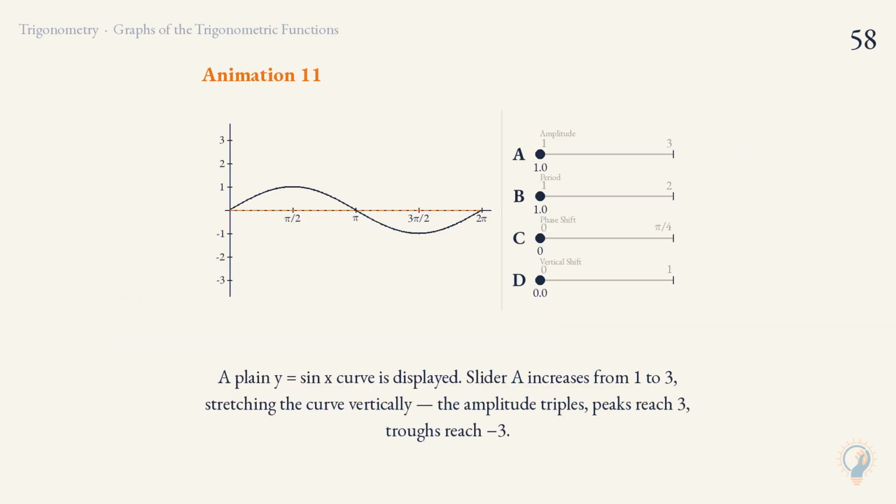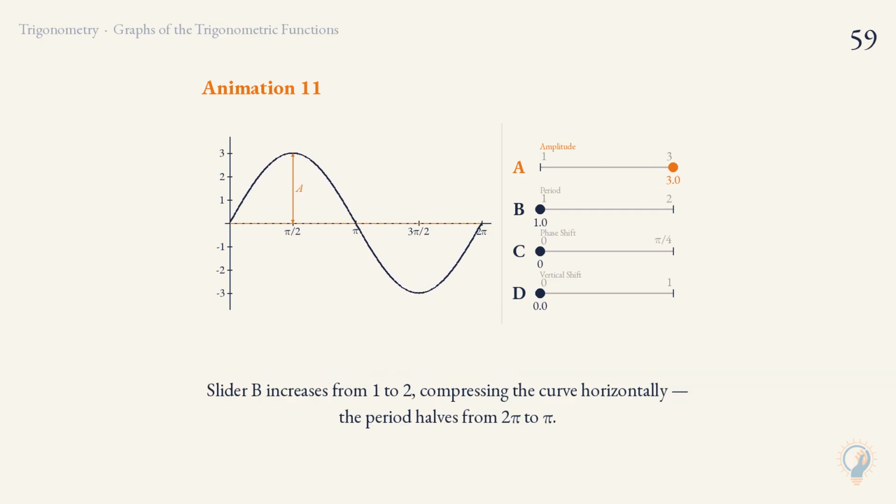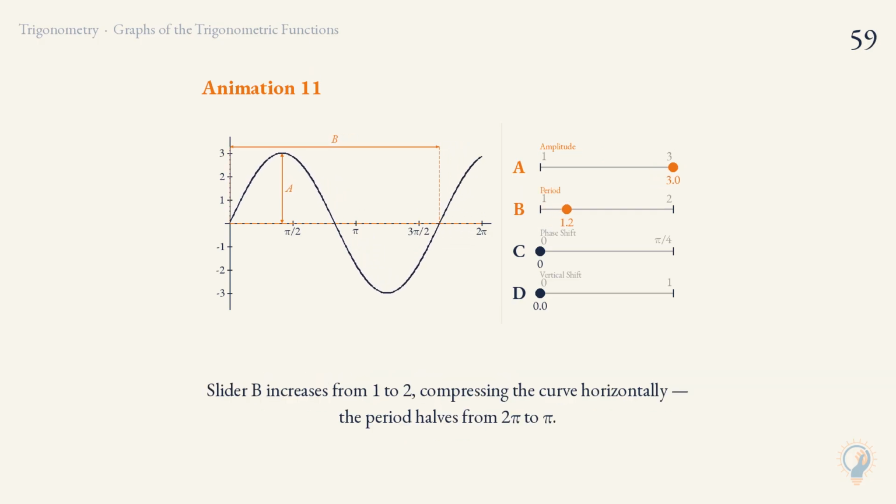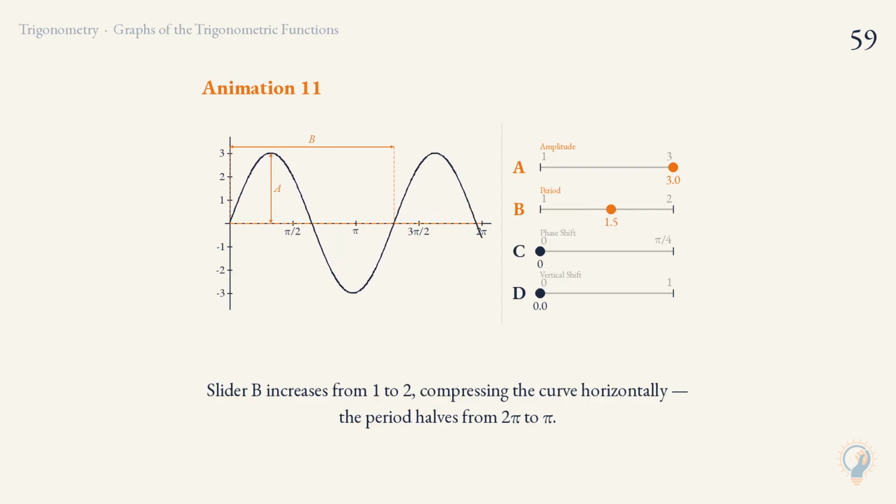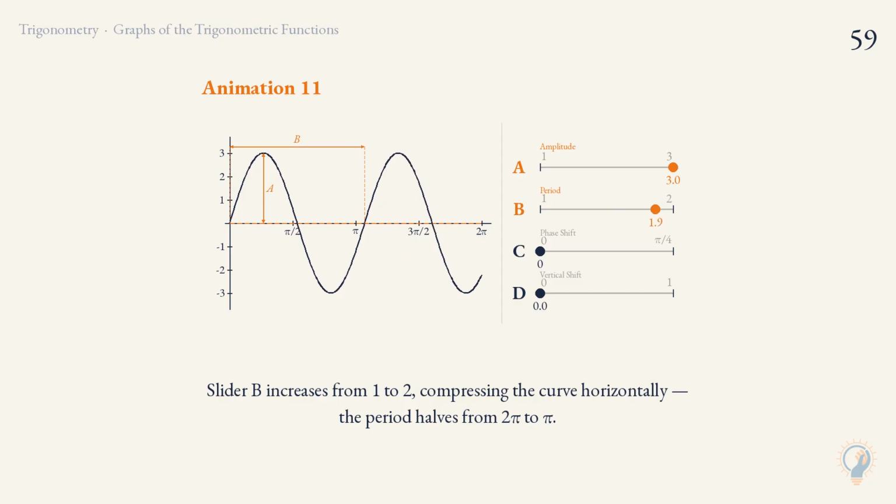Animation 11. A plain y equals sine x curve is displayed. Slider a increases from 1 to 3, stretching the curve vertically. The amplitude triples, peaks reach 3, troughs reach negative 3. Slider b increases from 1 to 2, compressing the curve horizontally. The period halves from 2 pi to pi.